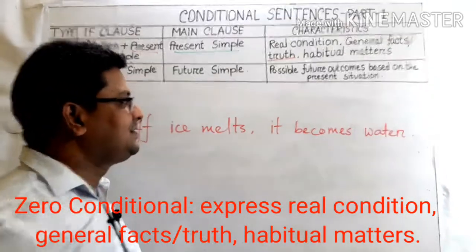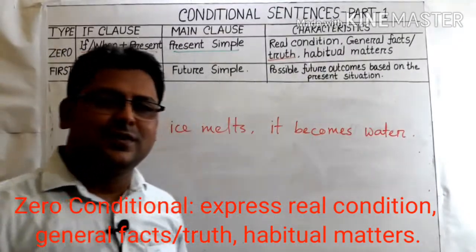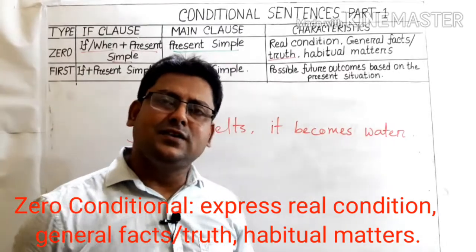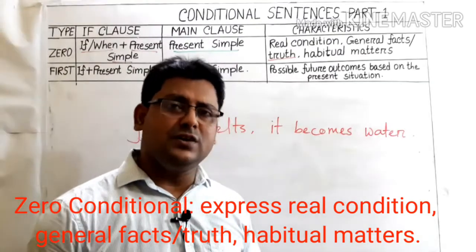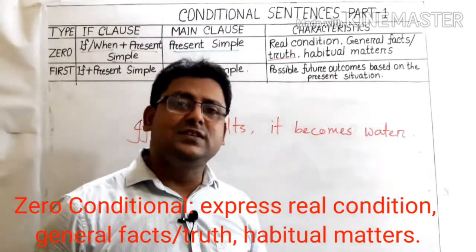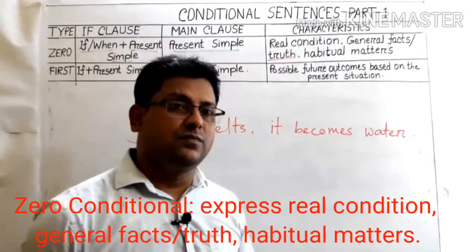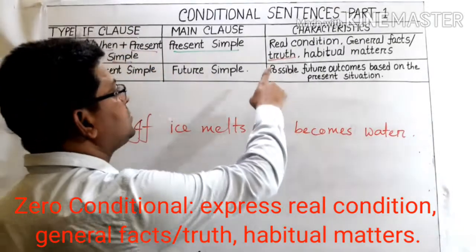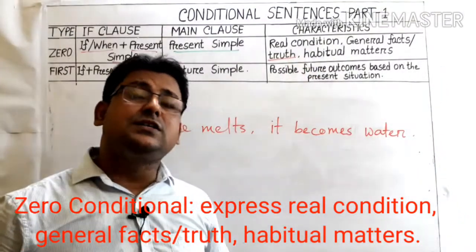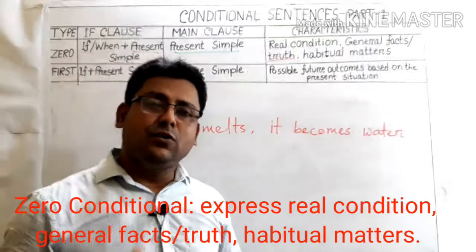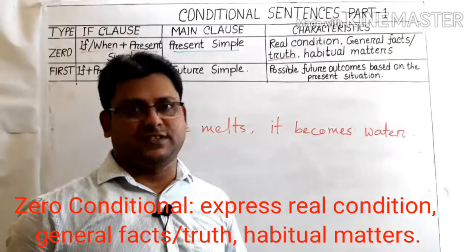This is obviously a scientific truth. If ice melts, it becomes water. When ice melts, it doesn't turn into honey, or money, or oil. It always turns into water. Obviously, this is a scientific truth, and that's why we call it zero conditional, because zero conditional shows general facts or truth. Zero conditional is a type of conditional in which the condition and the result are all about the same and are 100% truth.